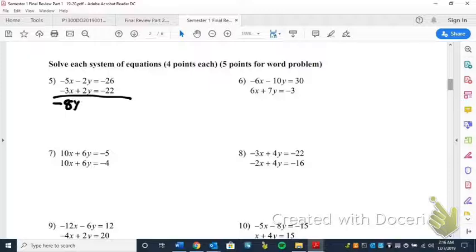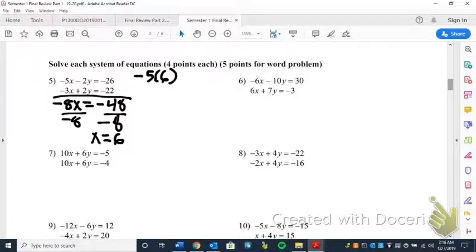That gives me negative 8x equals negative 48. Divide both sides by negative 8, and I get x equals 6. What I then want to do is go back and plug 6 into either one of the equations, and I should get the same answer. Well, I will get the same answer if I did it right.